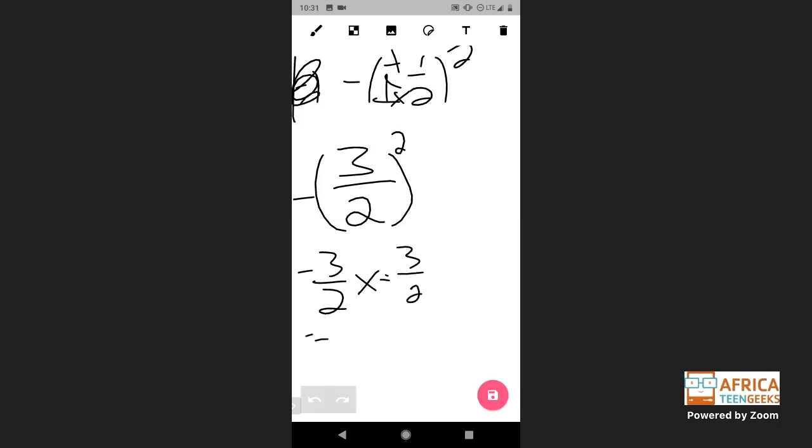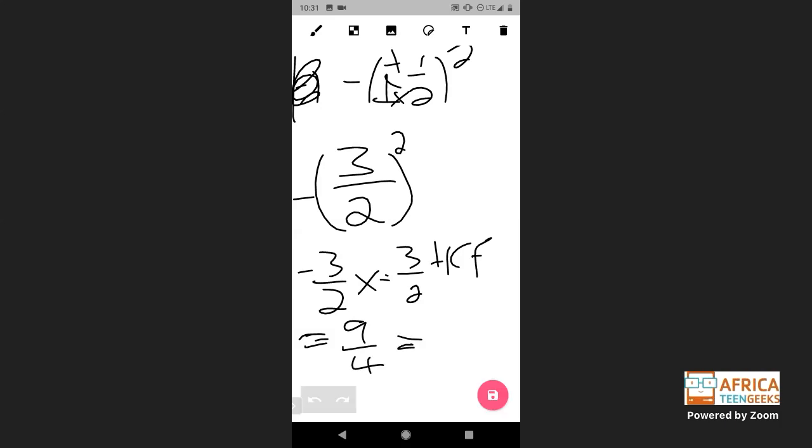We can't simplify this one, guys. We don't have a highest common factor for 2 and 3. So we'll just multiply the way we used to. 3 multiplied by 3 equals 9, and the negatives cancel each other, right? So that's our positive 9 over 4.